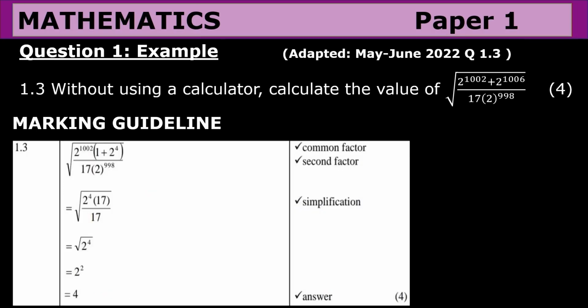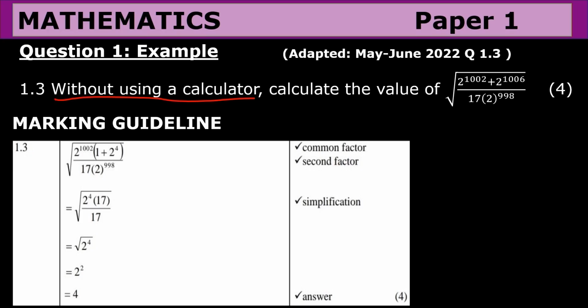It says there, without using a calculator, calculate the value of the square root of, and inside the square root, there's 2 exponent 1002 plus 2 exponent 1006, and this is all divided by 17 multiplied by 2 exponent 998. So that is what we are supposed to calculate without using a calculator. Now, we need to show each and every step. Now, let's see where we're going to get those marks.